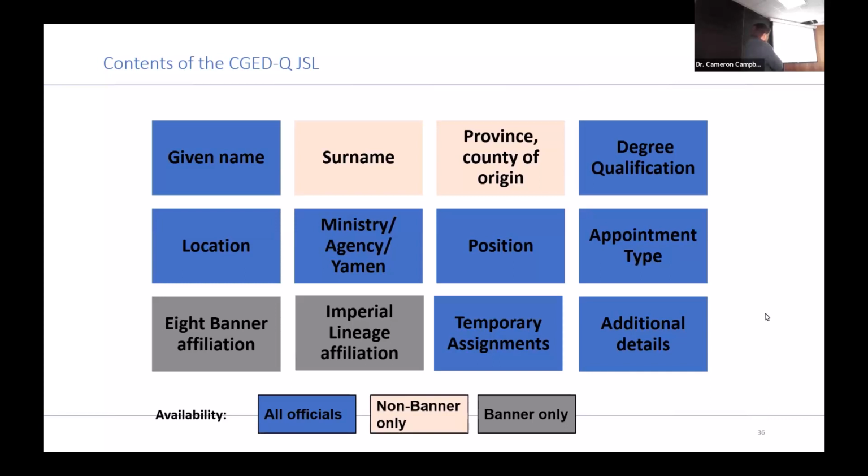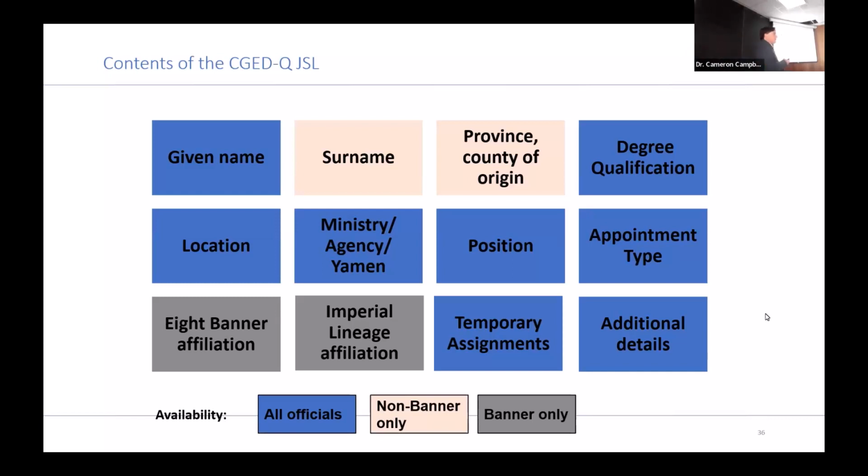And then if they were actually part of the imperial lineage, that's specified as well. So the other source we can link to is the lineage genealogy. Although it turns out linking Manchu names is hard, because Manchu names were actually transliterations of the original Manchu into Han Chinese characters, and they were not always consistent about which characters they used.